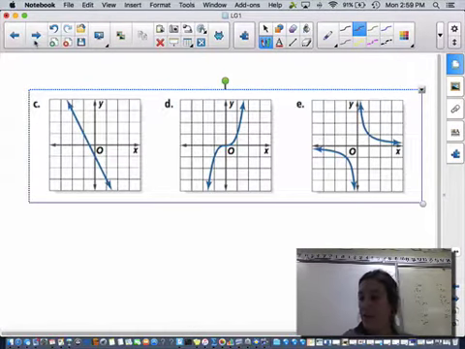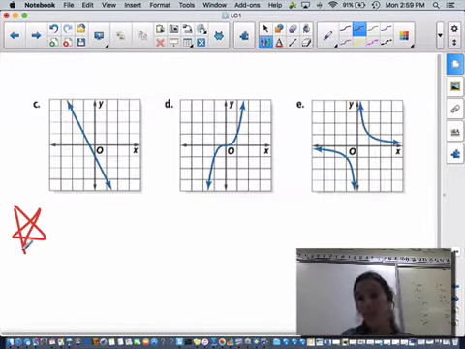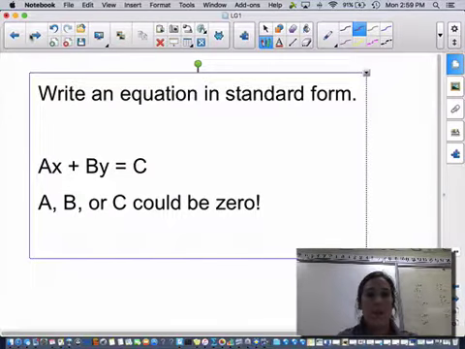Okay, so please do identify C, D, and E, whether they are linear or nonlinear. Now, looking at an equation. So we looked at a table, we looked at a graph, and now we're looking at an equation. We want to be able to put an equation in standard form.